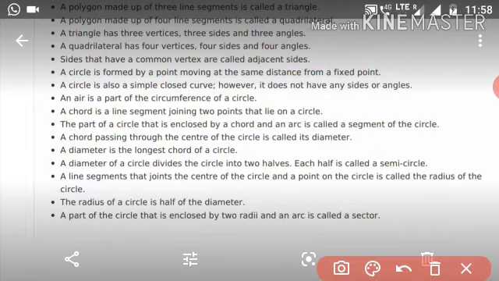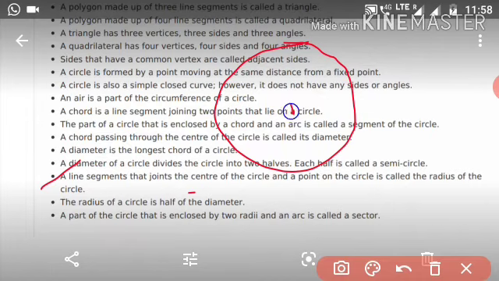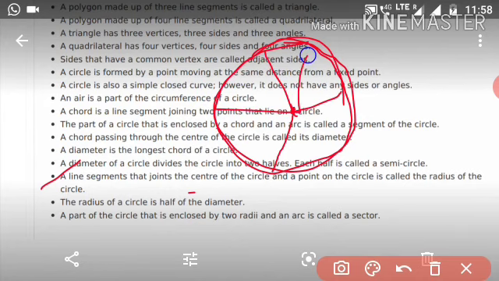Now a line segment that joins the center of the circle and a point on the circle is called the radius of the circle. Radius of the circle means what? If you join a line segment from the center to any point on this arc, which is the circumference of the circle, these are all called radius of the circle.